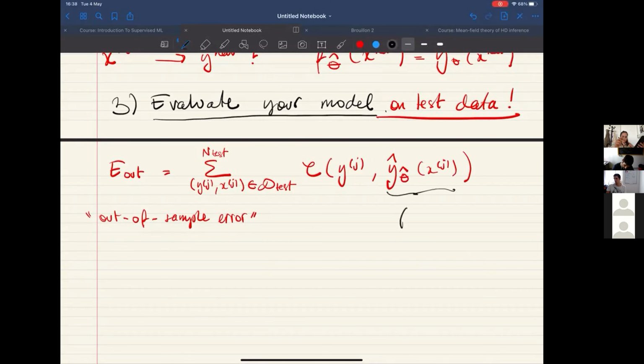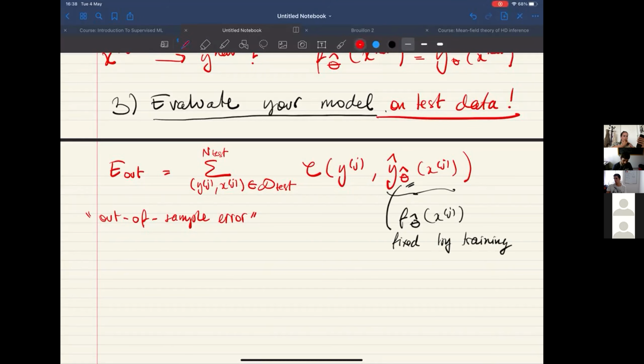This again, I wrote it also like this. And here you see now the theta hat here is fixed. It has been obtained from the training procedure on the training data. And we chose it, now it's fixed. And we are evaluating its performance by computing this error metric, which is the out of sample error. This one is fixed by training.